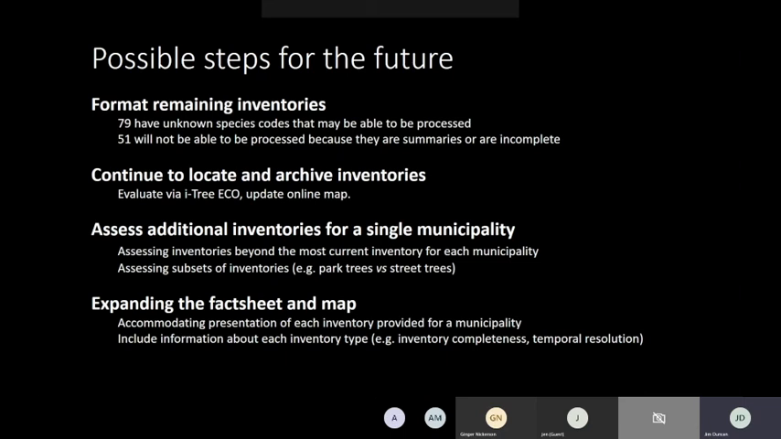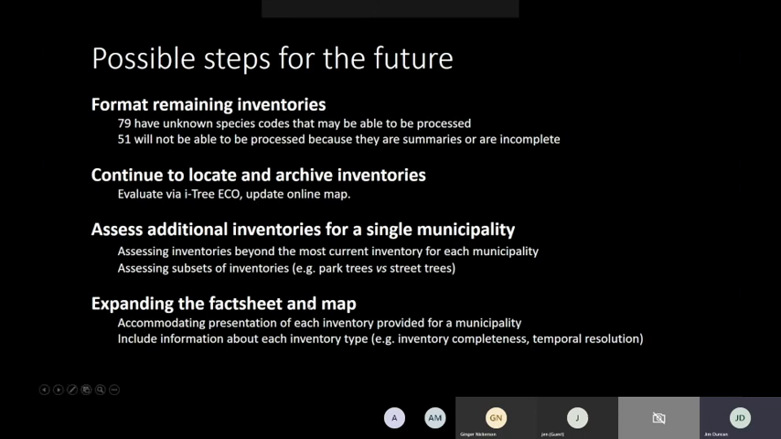So we never really looked at how assessing a municipality based on its park trees could compare to just assessing it based on its street trees, or how the campus might compare to the larger town. So there could be some opportunities for getting a little bit more specific within a municipality about what we want to assess and how we want to quantify the risk.